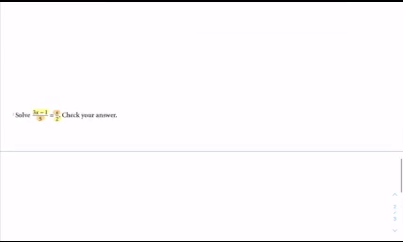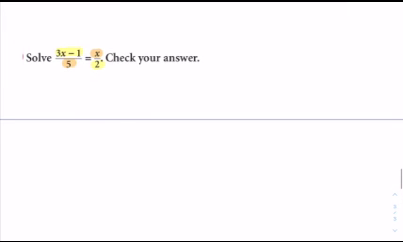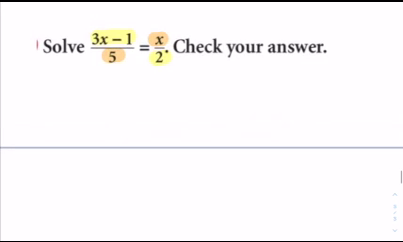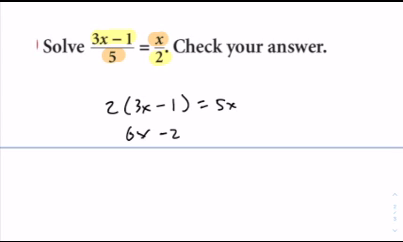The problem: solve (3x minus 1) over 5 is equal to x over 2. You would use the cross product property by cross multiplying, and it would be 2 times (3x minus 1) equal to 5x. So this will simplify into 6x minus 2 equal to 5x, and x minus 2 equal to 0, so x would equal 2.